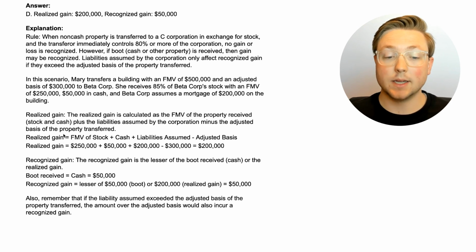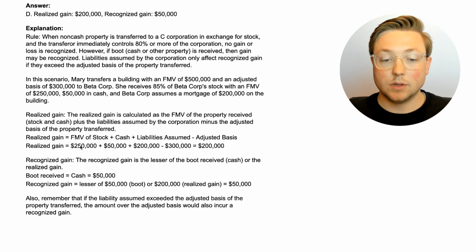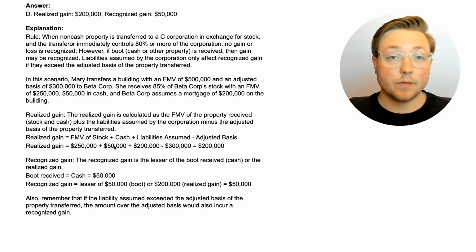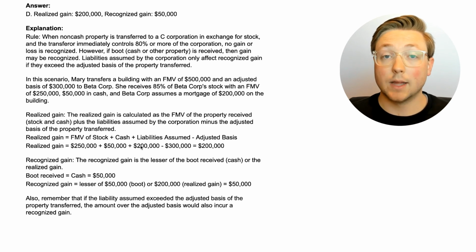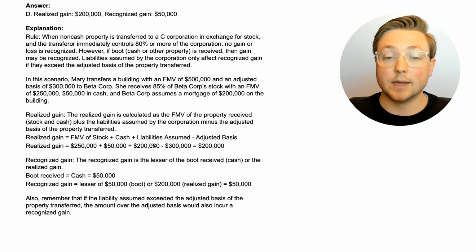The realized gain, again, is the fair market value of what was received. So that would be the stock, the cash, the liabilities assumed. So the $250,000 of stock, the $50,000 of cash, and the $200,000 liability assumed by the corporation. All that together, less the adjusted basis, gives us a realized gain of $200,000. Now again, that's just the realized gain. For tax purposes, that doesn't necessarily mean it's the recognized gain in these situations where the shareholder controls 80% or more of the corporation. So let's go down here to the recognized gain.